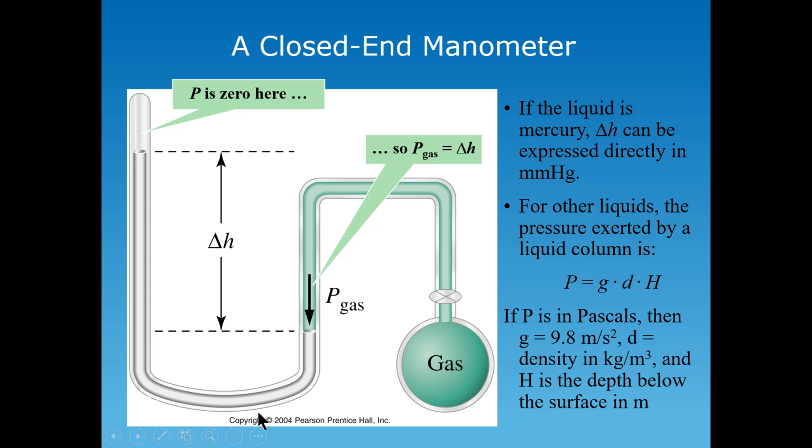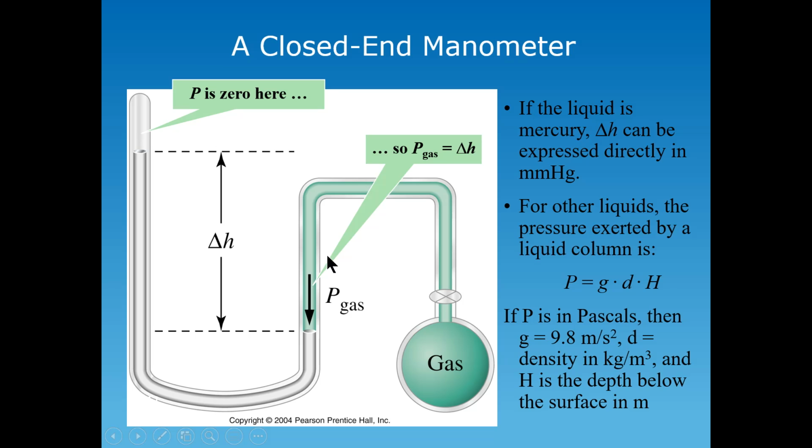Based on this arrangement, one can see that the pressure exerted by the gas here will be equal to the pressure exerted by the column of mercury at the point here, which is on the same level as the mercury level on the other end. As a result, we can relate the pressure of the gas to the height difference between the two mercury levels on either side of the tube. So basically, the pressure of the gas will be equal to that distance, which is shown here to be equal to delta H.